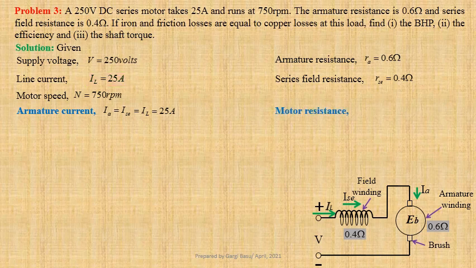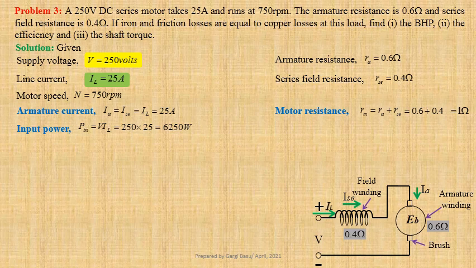Motor resistance Rm equals Ra plus Rse. Using values we get 0.6 plus 0.4, that is equal to 1 ohm. Let us now calculate input power. Pin equals V into IL. Using values we get 250 into 25, that is equal to 6250 watts.